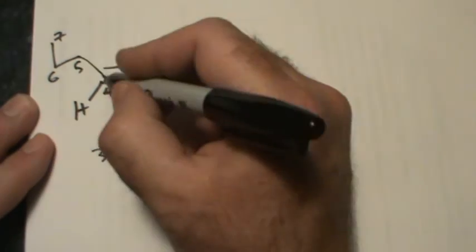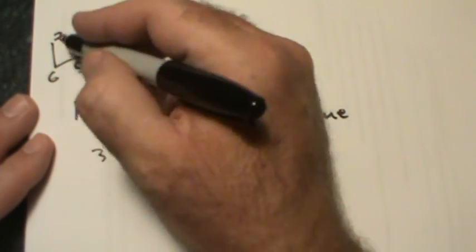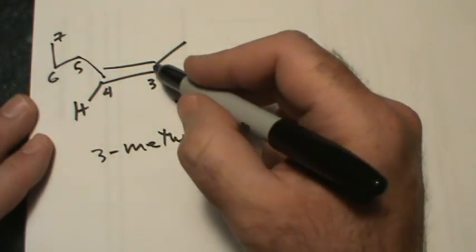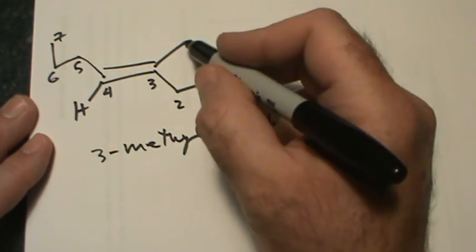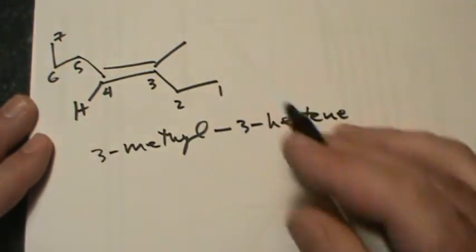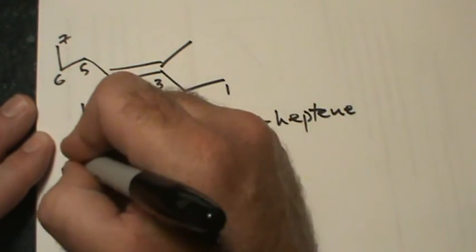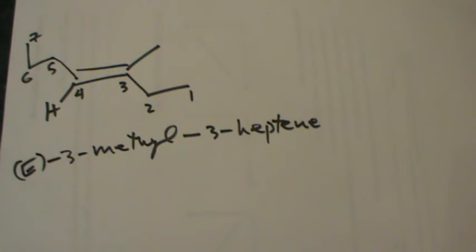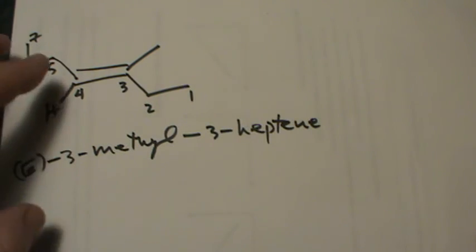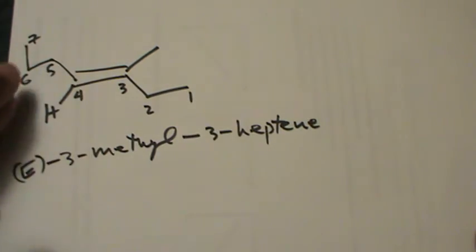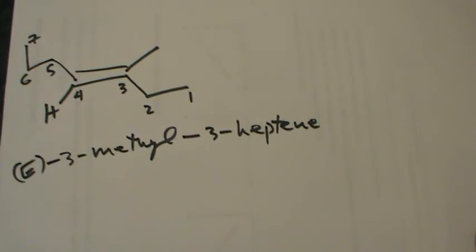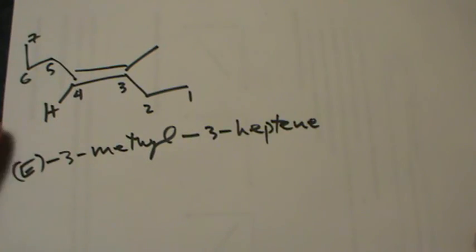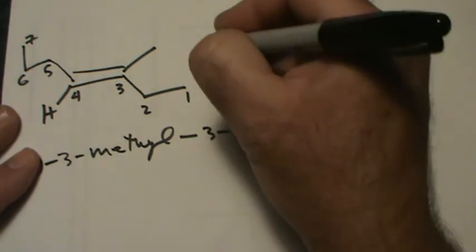Well, looking at carbon 4, the propyl group beats the hydrogen, and at carbon 3, the ethyl group beats the methyl, so my two highest ranking groups are on opposite sides. This would be the E, 3-methyl-3-heptene. In the Z structure, the propyl group and the ethyl group would be on the same side of the carbon-carbon double bond. So this E-3-methyl-3-heptene can undergo an ozonolysis reaction.